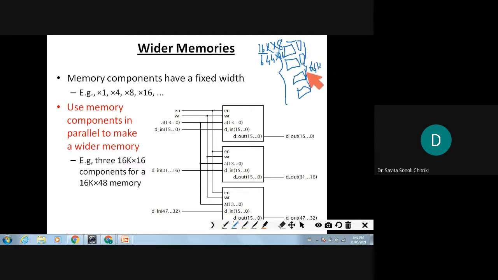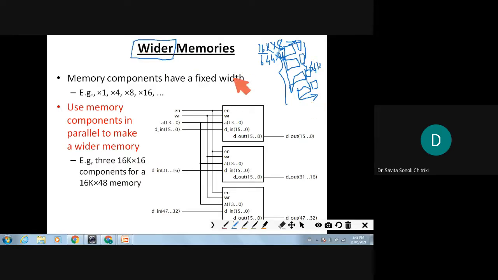So I need total how many? 16K cross 4, how many do I need? Total 8 I need, because I want to increase the width also, because each one is 8 bits and I want to store 16 bits. So here I have increased the length as well as the width of the memory. So the next topic is wider memories.